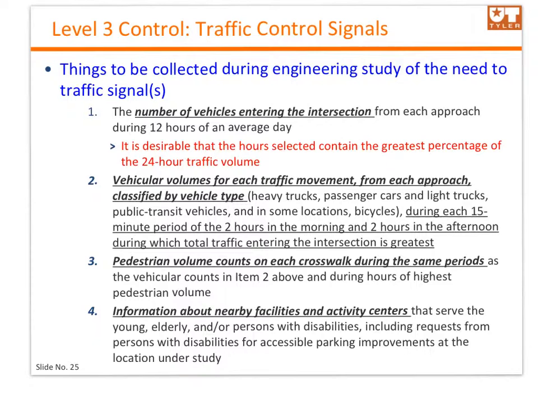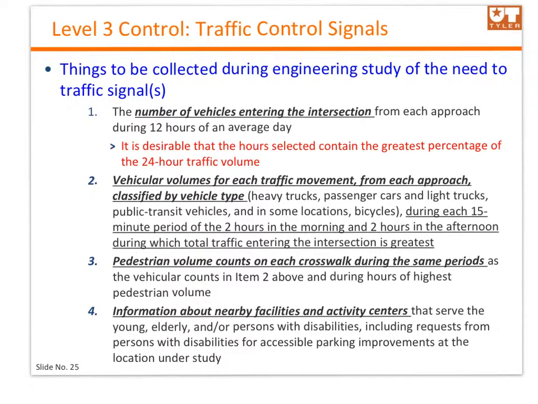So what are these 9 warrants? We will be talking about the 9 warrants, and before going to them, there are several things that need to be collected during the engineering study of the need of a traffic signal. The very first thing that you need to capture is the number of vehicles entering the intersection from each approach during 12 hours of an average day. So how will you pick those 12 hours? It is desirable that the 12 hours selected contain the greatest percentage of the 24-hour traffic volume.